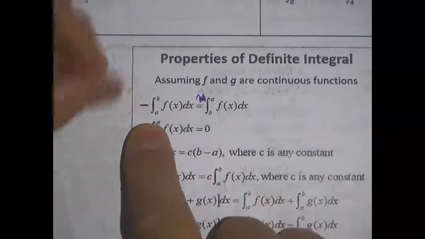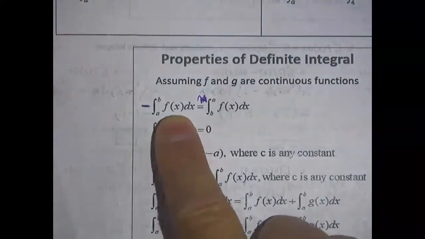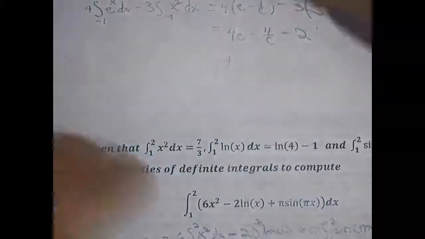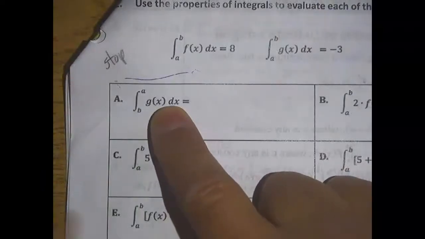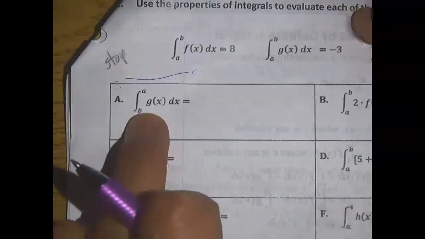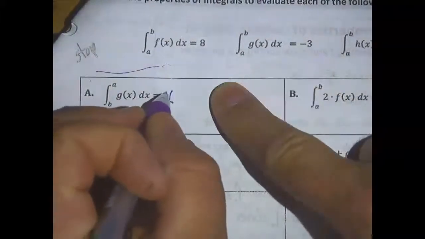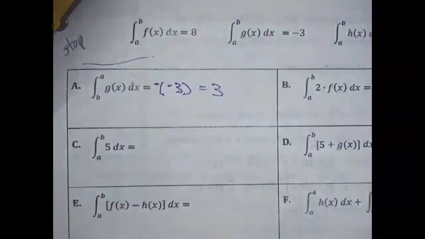So when we switch the upper and lower bound, then the sign or the value of the integral is going to switch. Okay, and we showed an example of that yesterday on GeoGebra. So I know that this is going to equal the opposite of this. So this would end up equaling the opposite of negative 3, which would be 3.